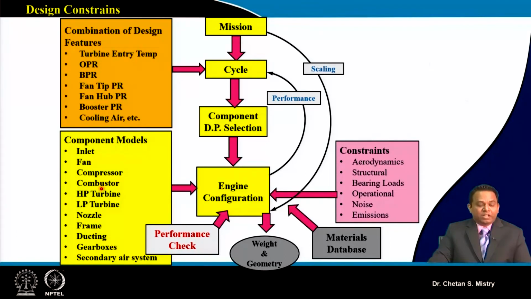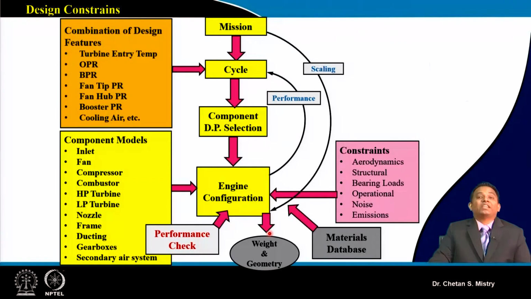Now for this engine configuration, we are looking at different components again. So we have our intake, fan, compressor, combustor, LP turbine, HP turbine, nozzle, frame, ducting, gearbox, secondary air systems. All this together makes my engine configuration. Now when we incorporate all these components, we will check what the weight of my engine is.